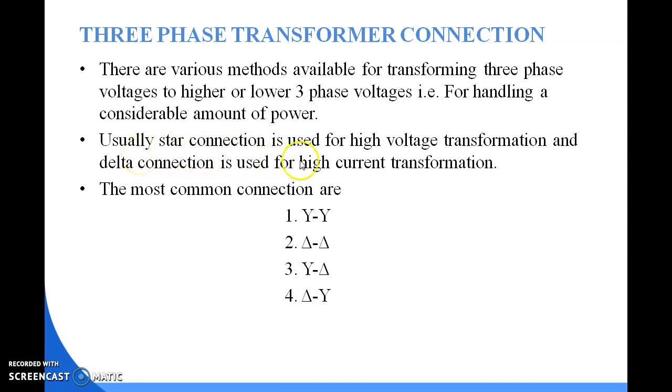Usually star connection is used for high voltage transformation and delta connection is used for high current transformation. And also the most common types of connections are: number 1, star-star connection; number 2, delta-delta connection; third one, star-delta connection; and the fourth one, delta-star connection.